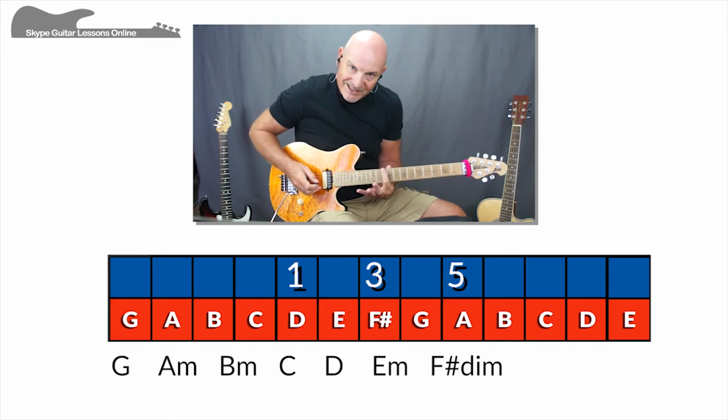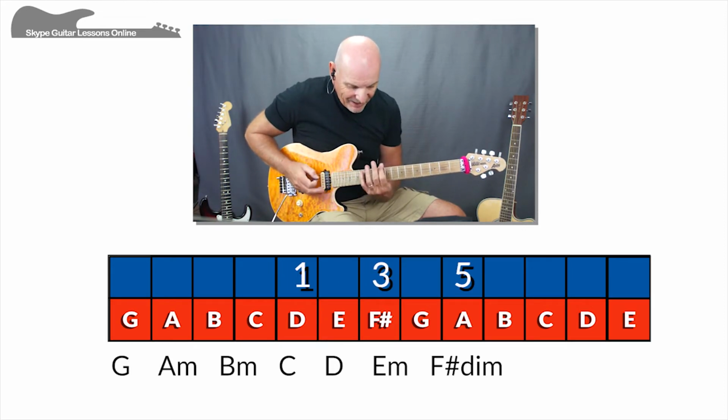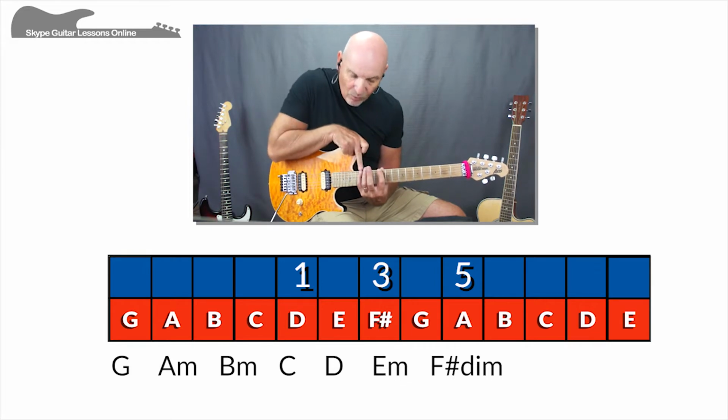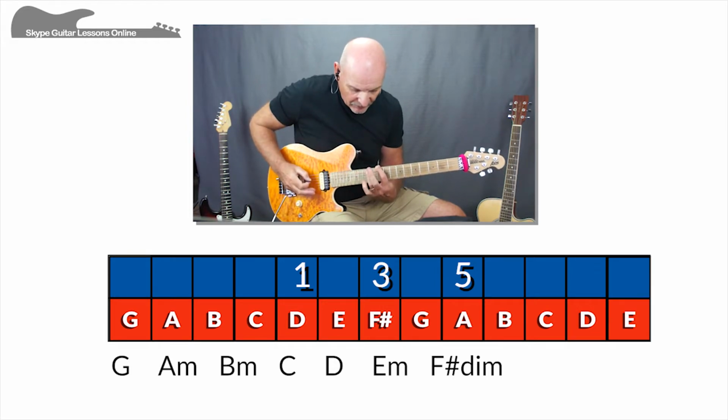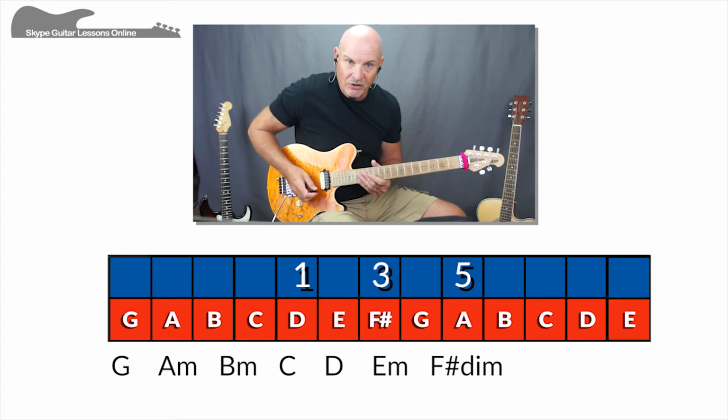Move up to the next note, D. We go from D to the F sharp, and again we have 4 frets, and we have the A. So it is a D major chord.